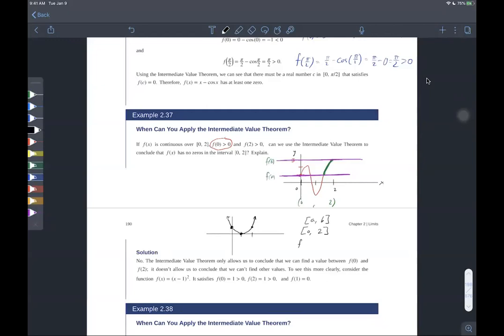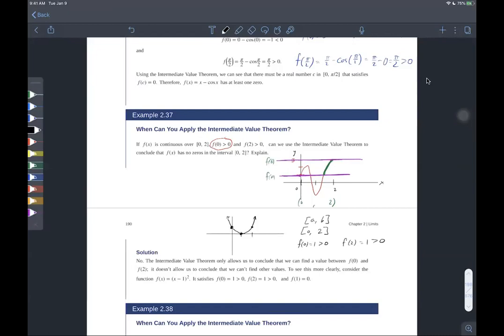And we can see that f of a, which is really f of 0 in this case, is equal to 1, which is larger than 0. f of b, which is f of 2, is equal to 1 as well, which is larger than 0. But you can see that it has a 0, an x-intercept in that interval. So the intermediate value theorem doesn't say that we won't have zeros in that interval.